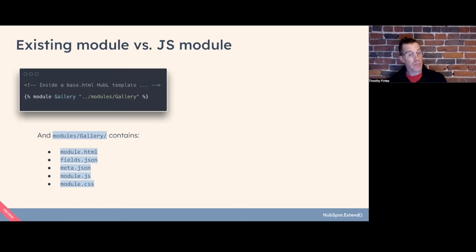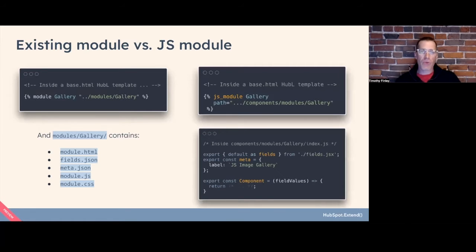Similarly, with JavaScript modules, instead of using the module HubL tag that refers to a module folder with HTML, JavaScript, JSON, and CSS, you're going to reference them with the JS_module HubL tag. And that's going to refer to an index.js file that's inside the module folder, and that's going to export three things. Number one, module fields defined through JSX, two, some meta information, and three, a React component that does the module rendering.